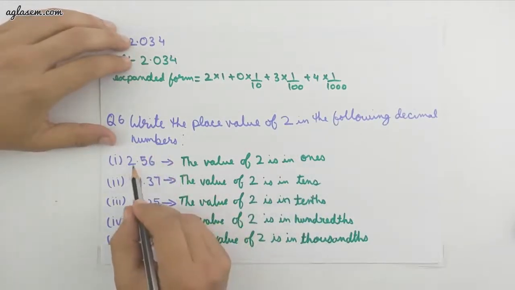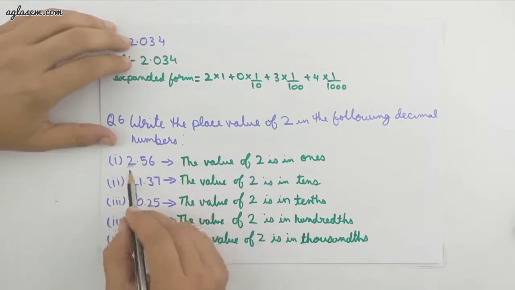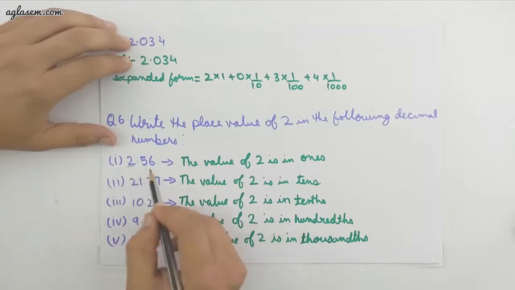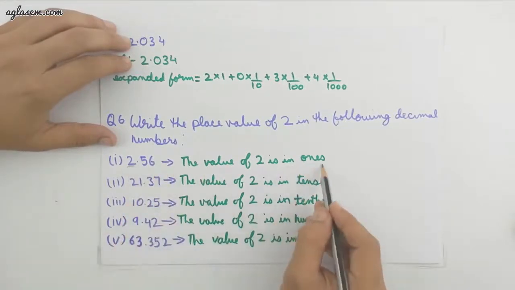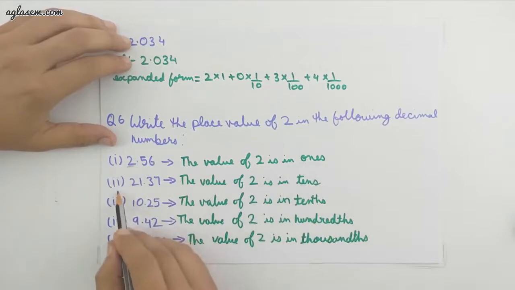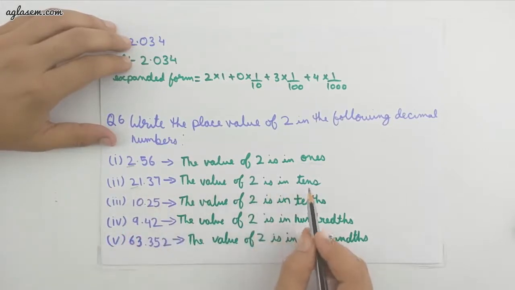We have to write the value of 2. What is the value of 2? The value of 2 in the first number, 2.56, is in the ones place. And the second part is 21.37. The value of 2 is in tens place.